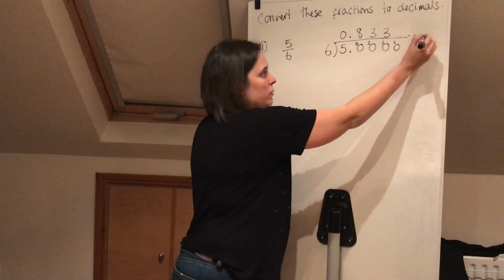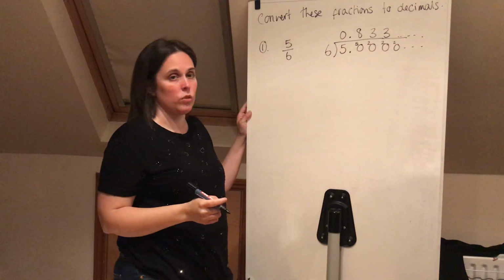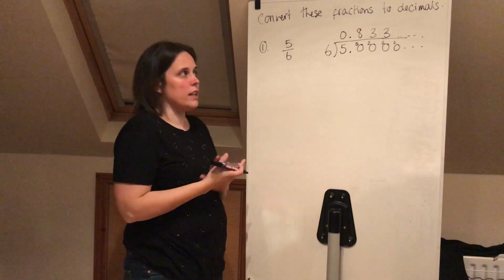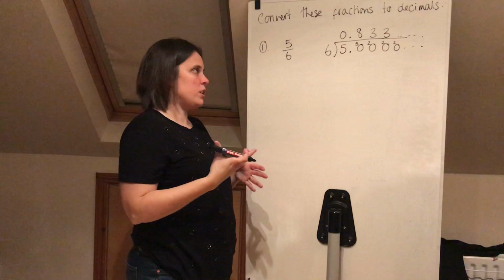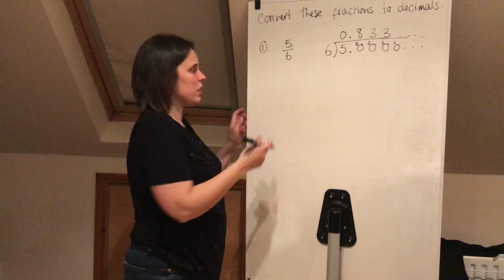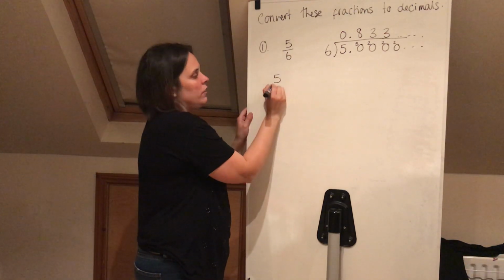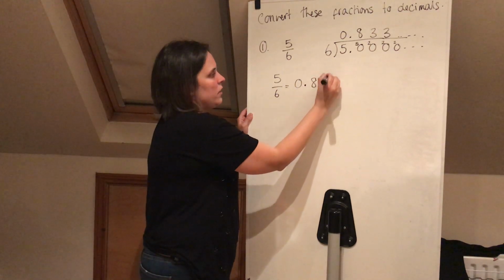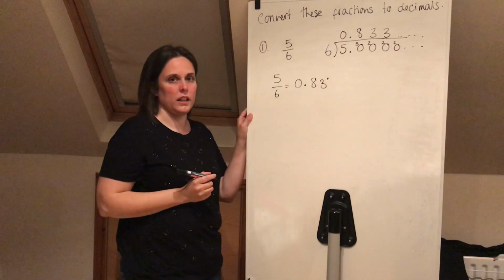And actually that would just keep going. Alright? So, once you get to the point where you notice the pattern is repeating, you've got your answer. And then you would write 5/6 is equal to 0.83 recurring, like that. Okay?